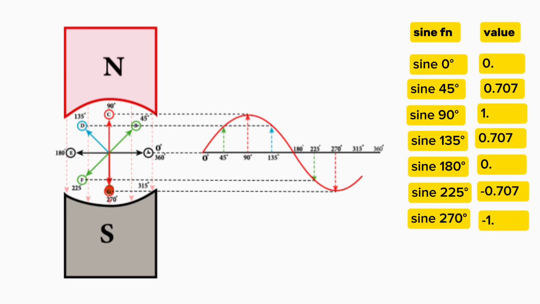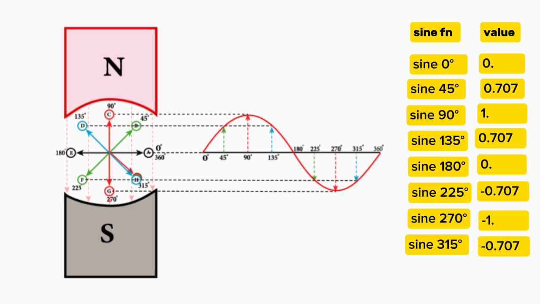Next, at 315 degrees, the situation mirrors what we saw at 135 degrees, again in the opposite direction. The conductor cuts the flux lines at an angle, producing about 70% of the maximum voltage, but negative. Sine 315 degrees equals minus 0.707.